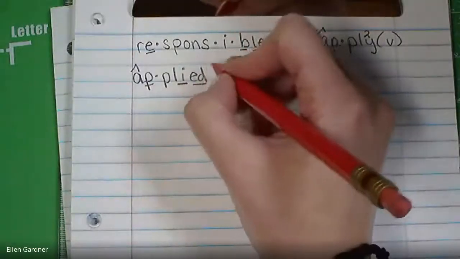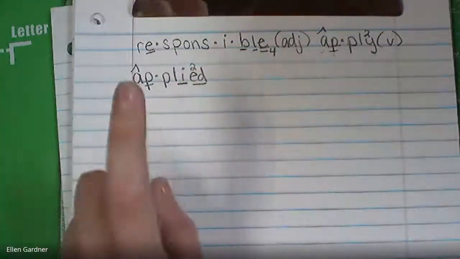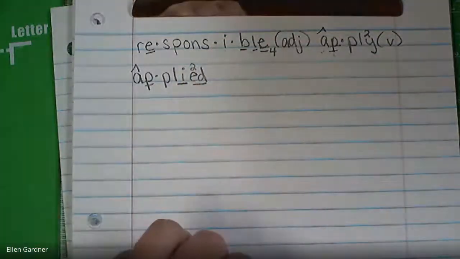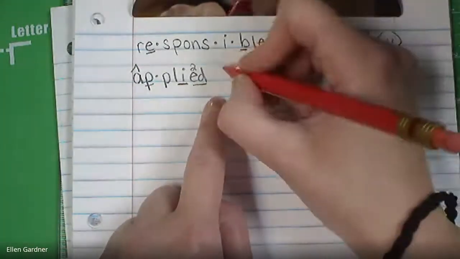Underline it, Ben. You're right. And Josiah and Harika, you're correct. It's the second sound. Applied. ED to. Great job, Ben. This one is also a verb. It's just a past tense verb.